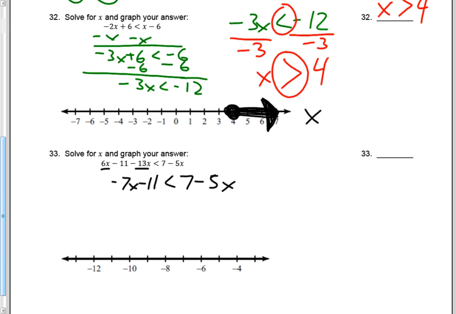Take a look at the first step for number 33. Did you combine this and this to start off with? No. There's too many x's floating around. If they're on the same side, just combine them. Minus 7x. Now, I can take care of getting rid of one side.